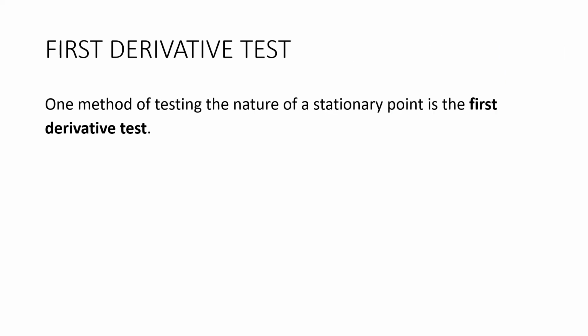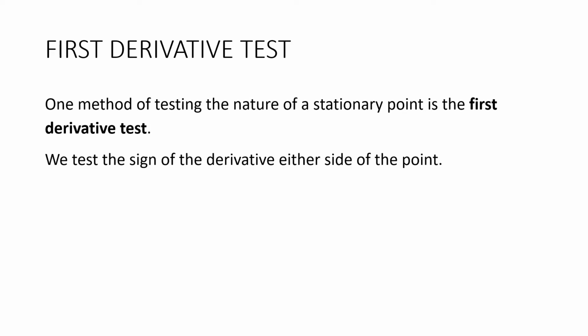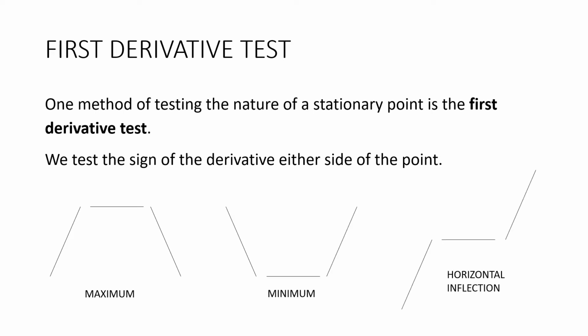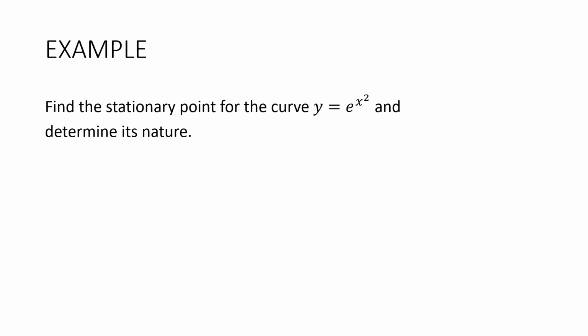Now, one method of testing the nature of a stationary point is the first derivative test. And all we do is test the sign of the derivative on either side of the point. And that'll actually tell us whether it is a maximum, like this one, a minimum, or a horizontal inflection. Let's look at an example.